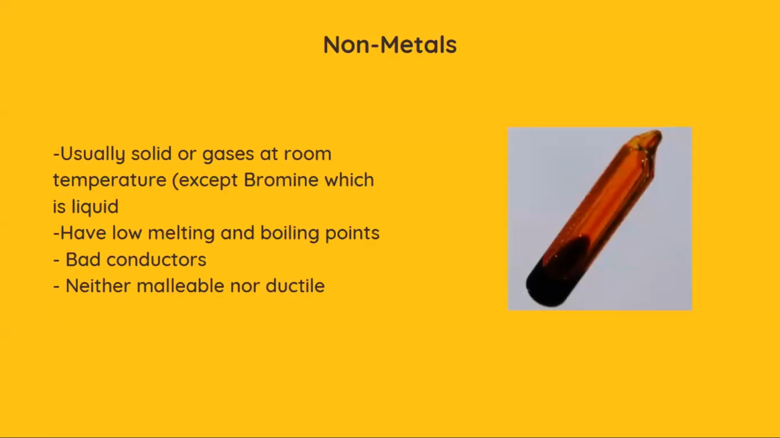Next, nonmetals. Nonmetals are usually solids or gases at room temperature, but bromine is the exception, which is a liquid. They have low melting and boiling points. They're bad conductors of heat and electricity. I think we spoke about conductivity. Yes. They're neither malleable nor ductile, so these elements cannot be drawn into sheets or wires. And the exception for conductivity is graphite, which actually conducts electricity. With that, we finish non-metals.